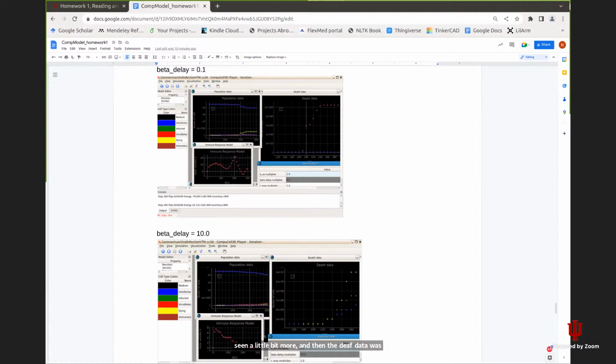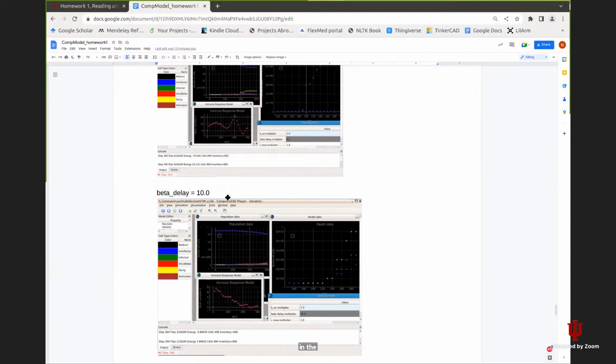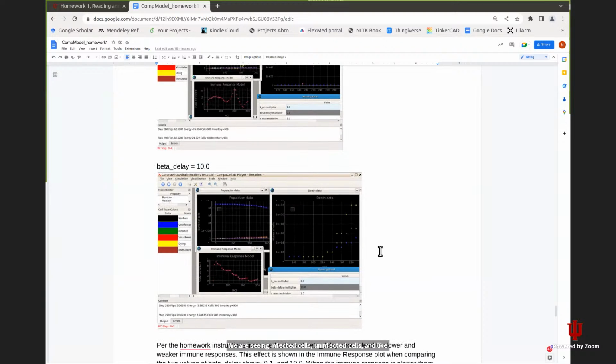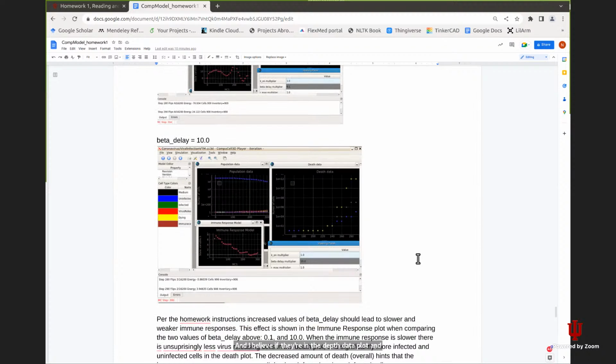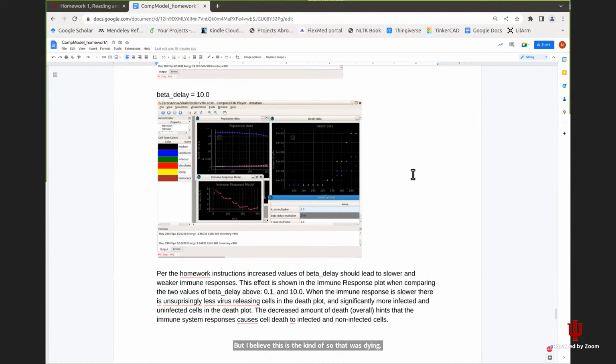In the original control, some virus releasing cells were the ones that were mainly dying, whereas in the beta delay equals 10 case, we were seeing infected cells, uninfected cells, and actively dying cells. I believe, and please correct me if I'm wrong, that this is the kind of cell that was dying in the death data plot. So I took that as, with the beta delay changed so much, I believe that was directly connected to the immune response as well. Yes, the speed of the immune response.